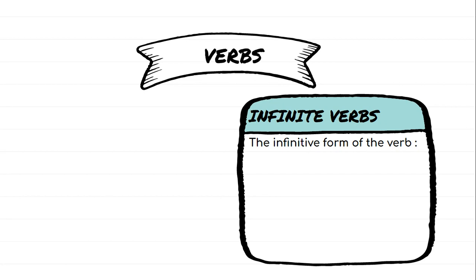Let's have a closer look at infinitive verbs. Now, the infinitive form of a verb is the root verb and it's preceded by the word to.